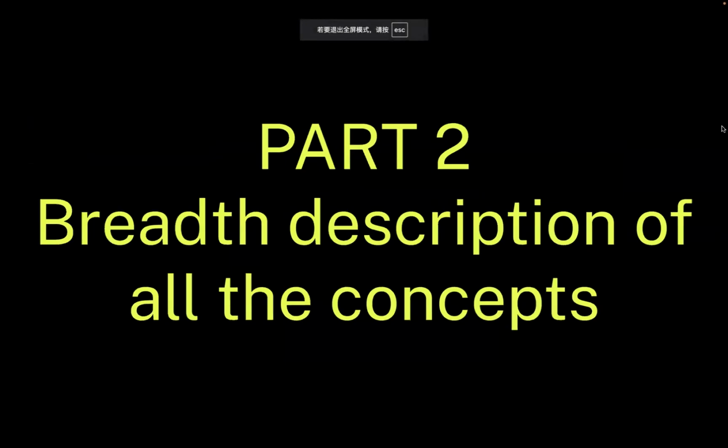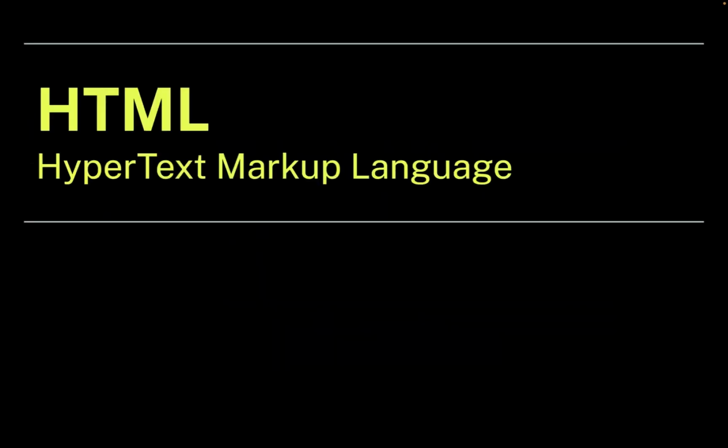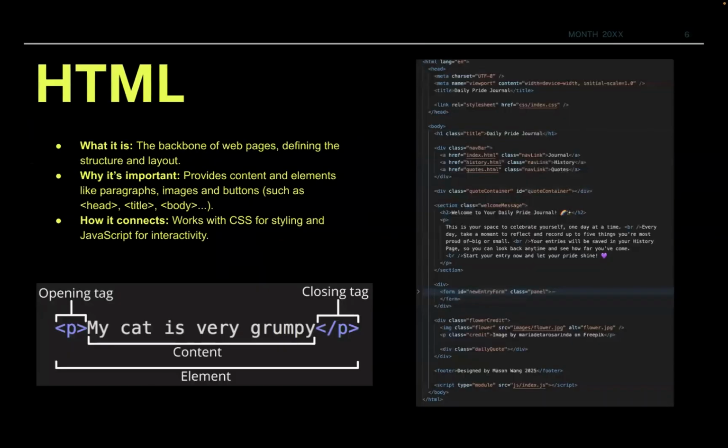So with the first part being covered, let's now move on to the second part of this presentation, which is a brief description of all the concepts we have covered in this class. First of all, let's talk about HTML, which is Hypertext Markup Language. As I've mentioned in my first part, it's actually the backbone of a web page. It will help us define the structure and layout accordingly. Why is it important? Because it can provide content and elements like paragraph, images, and buttons.